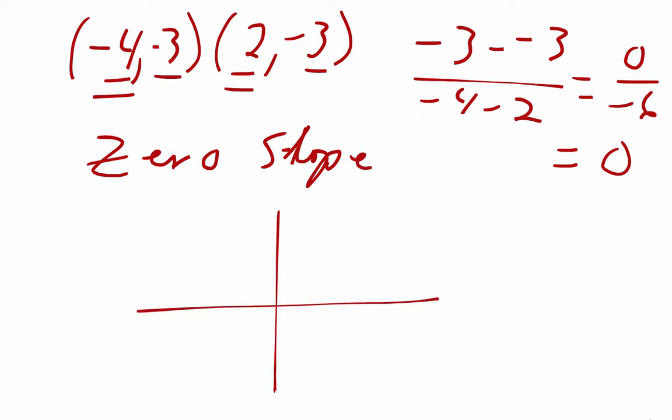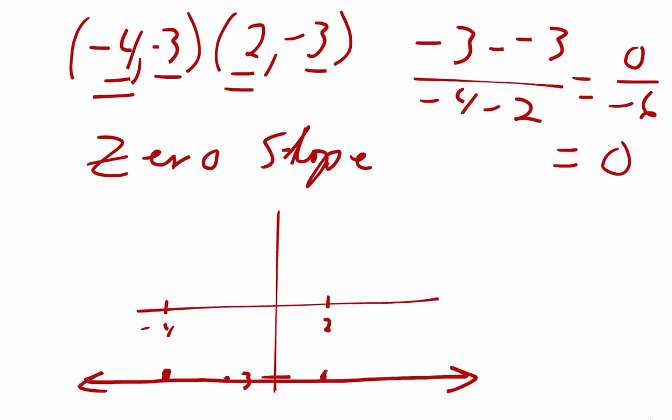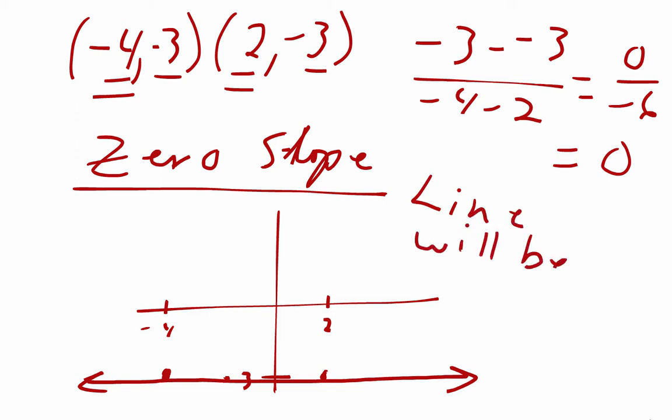If I would graph that, I'm just going to do a real rough graph here. (-4, -3) is about there, and (2, -3) is about there. That's -3, that's -4, that's 2. You can see my line goes right through there, and it is a horizontal line. So if I have a 0 slope, the line will be horizontal.